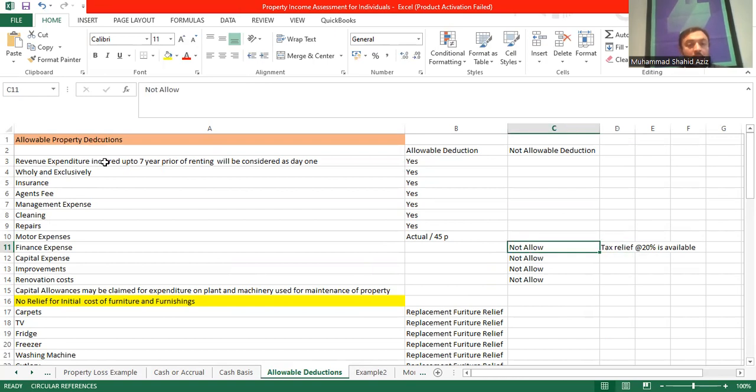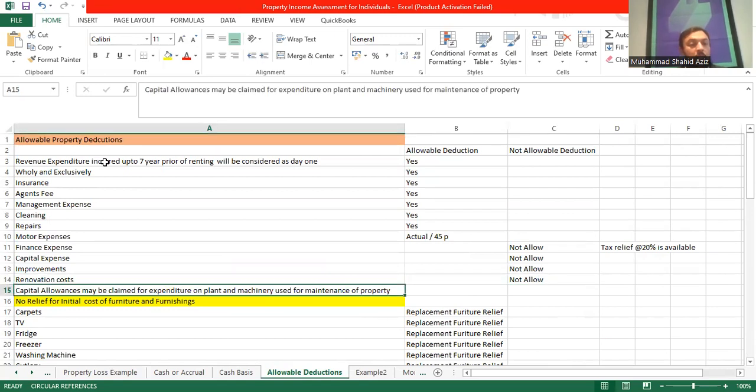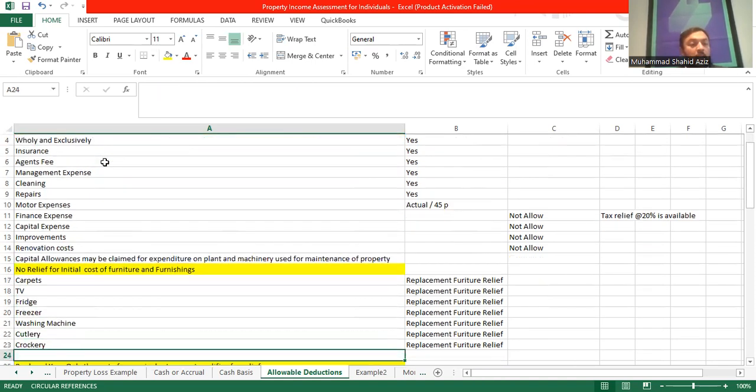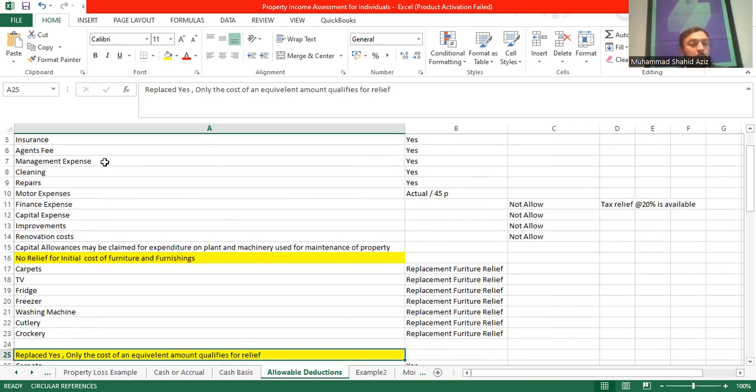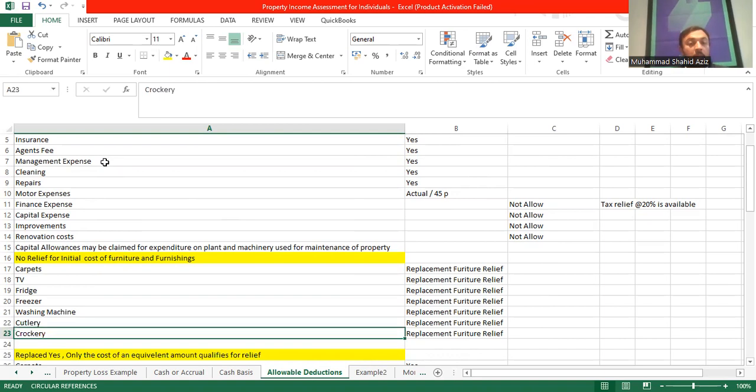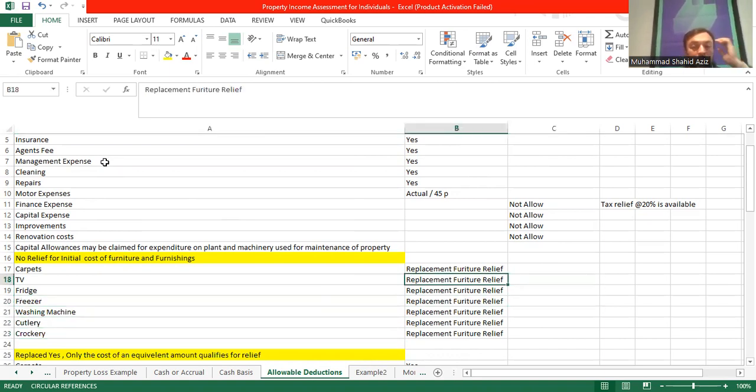Yeah. Capital expenses, if you bought a property, you cannot reduce. It is not allowed. Improvements, not allowed. Renovation cost, not allowed. Capital allowances may be claimed for expenditure on plant and machinery used for maintenance of property. And if you have purchased carpets, furniture, fridge, freezer, washing machine, cutlery, crockery, TV, that is not allowed. Only replacement furniture relief is available. So we will look at what replacement furniture relief is.